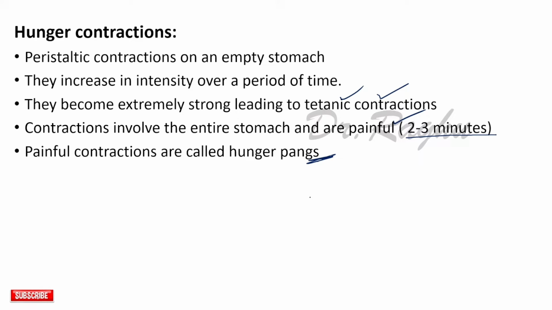So remember that there are two types of movements which occur on an empty stomach. One is called the migratory motor complex, and the second one is called the hunger contractions. Now next, let's understand the movements which occur when the food is about to enter into the stomach or has entered into the stomach.